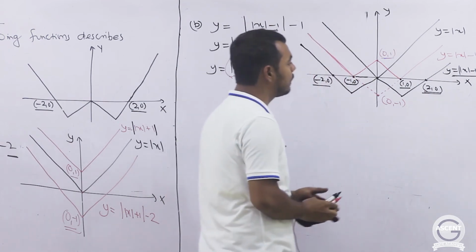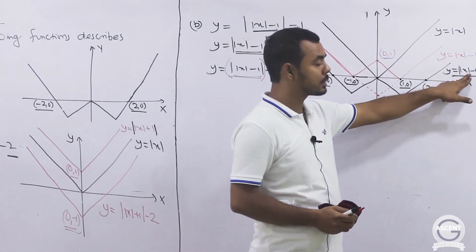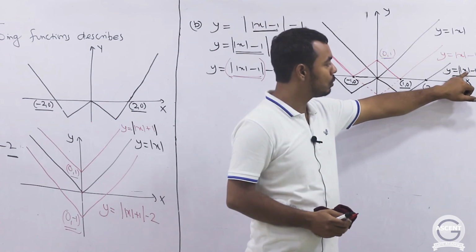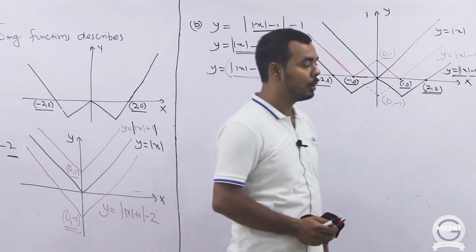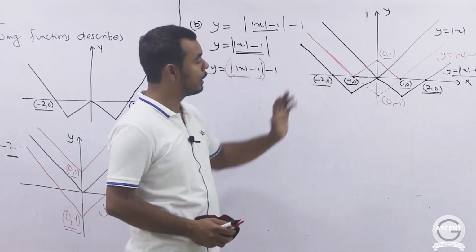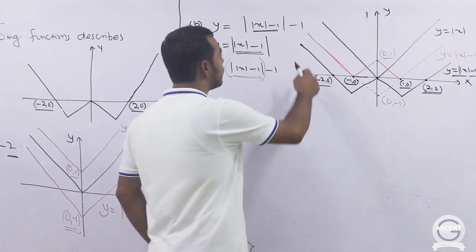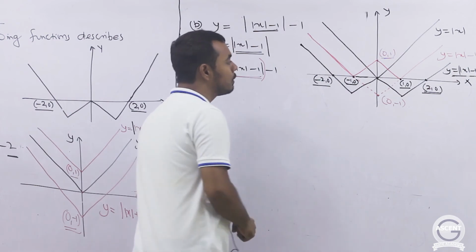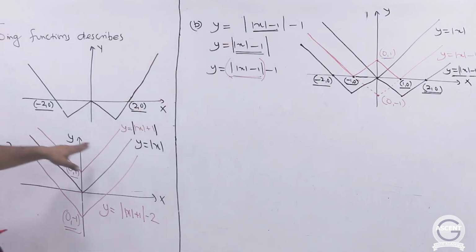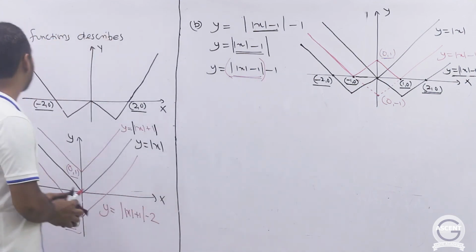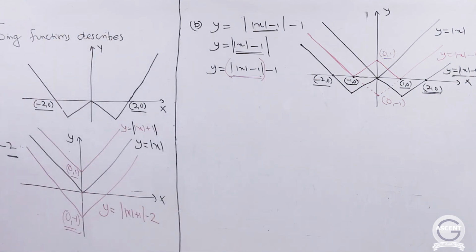Okay, and you can verify that these 2 points are lying on this graph. If I place x equals to 2 here, 2 minus 1 is 1, mod 1 is 1, 1 minus 1 is 0. Similarly, you can show that this point is also lying on that curve. So finally, this is your graph of function y equals to mod x minus 1, and you can see that the given graph is exactly the same graph. So therefore our correct answer is option B.